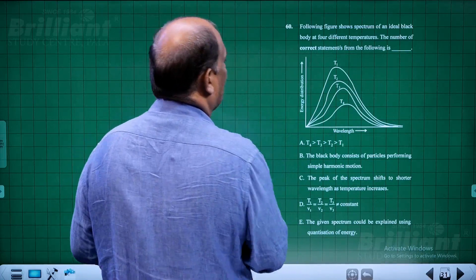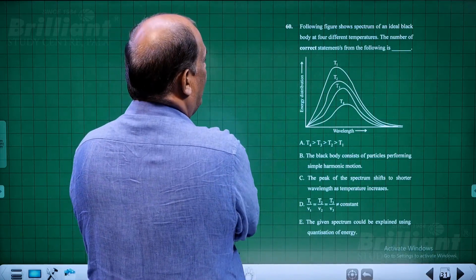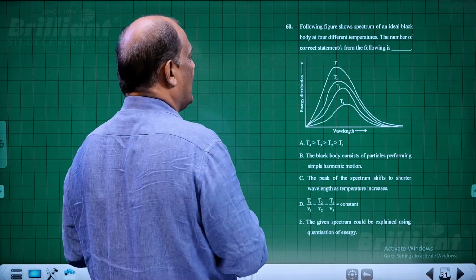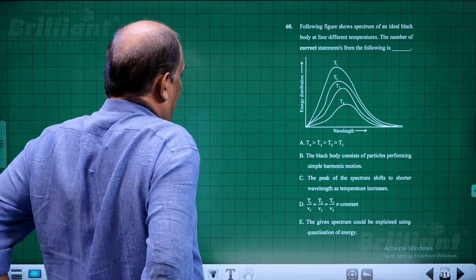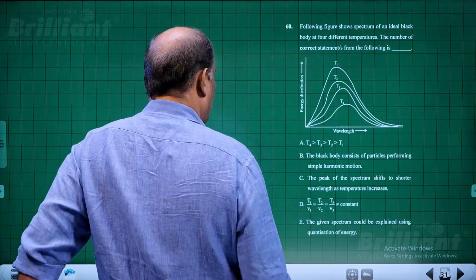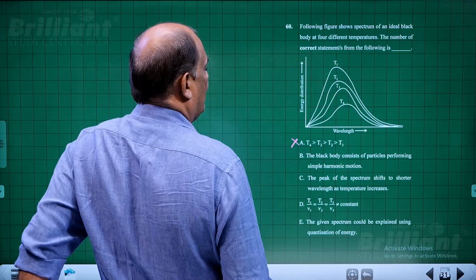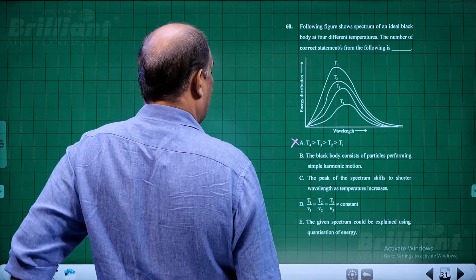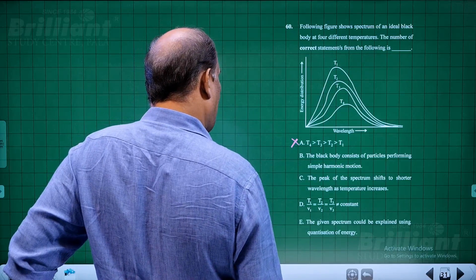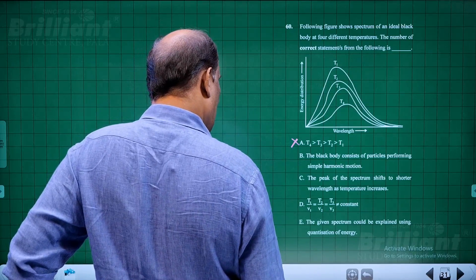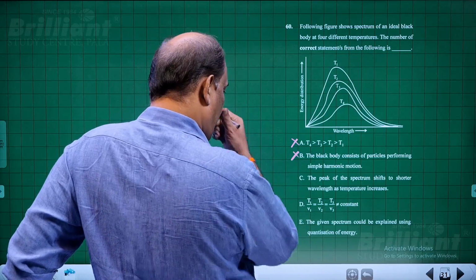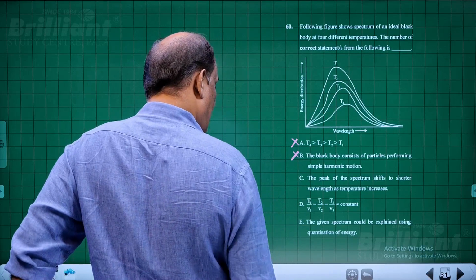The following figure shows the spectrum of an ideal black body radiation, black body at 4 different temperatures. The number of correct statements from the following: T4 greater than T3 greater than T2 greater than T1. This is wrong. T1 greater than T2 greater than T3 greater than T4, correct. The black body consists of particles performing simple harmonic motion. That is also not correct. The peak of the spectrum shifts to the shorter wavelength as temperature increases.